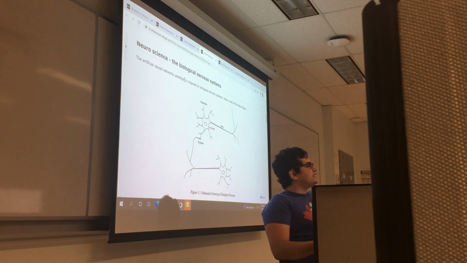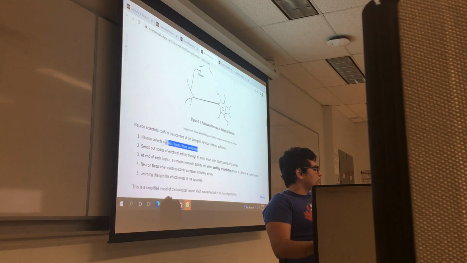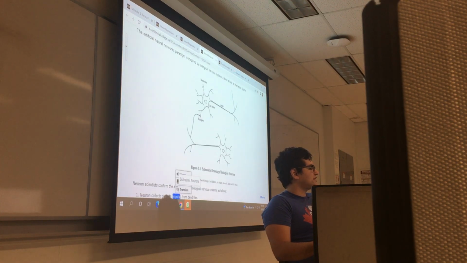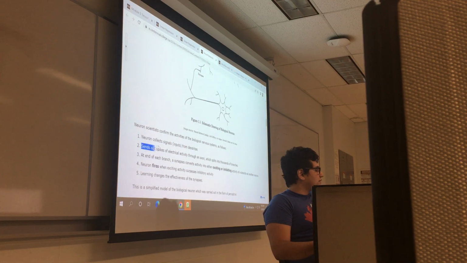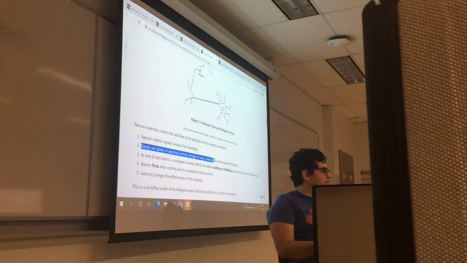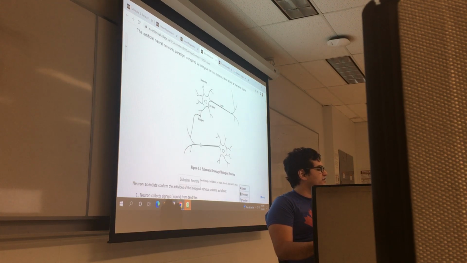So that's how the real neural cells work, and this is what they look like. And they have certain properties, okay? The neurons collect signals from inputs, the dendrites. So this part of the cell here gets inputs from other cells, from other neurons, okay? It sends out spikes of electric activity on the axon, with thousands of branches. So the axon here sends electricity through the synapses to the other neurons, okay?